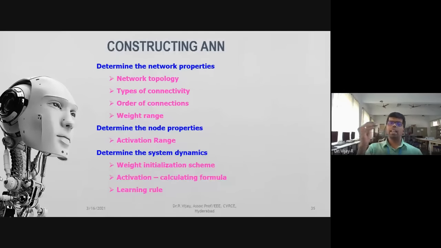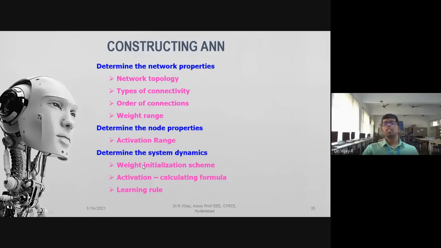So, constructing an ANN. You need to choose the network topology, the types of connectivity, and the order of connection. Then the weight ranges. Which is the first weight you are giving? First is walking, meaning you need to give the weightage for walking. After that, it has to process the image, so that is the second weight. After that, it has to do some work, the third weight. Like that, you have to give the weightage, and also the activation ranges, the initialization schemes, and the learning rules.